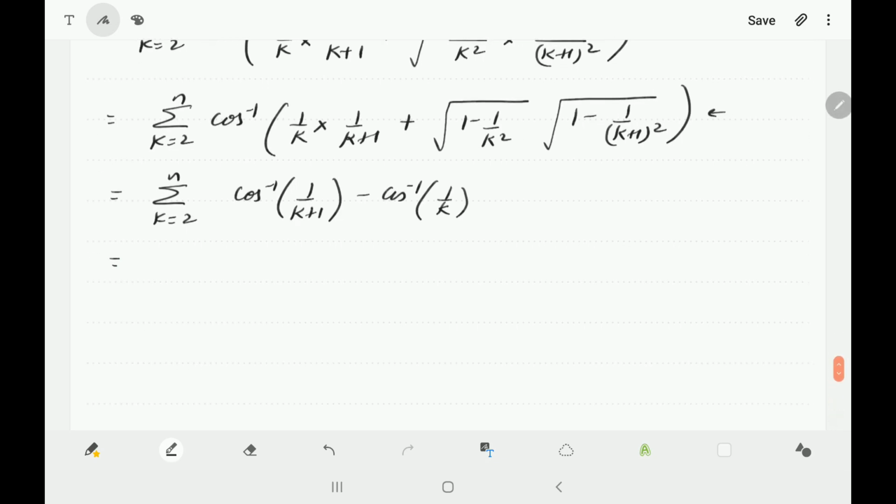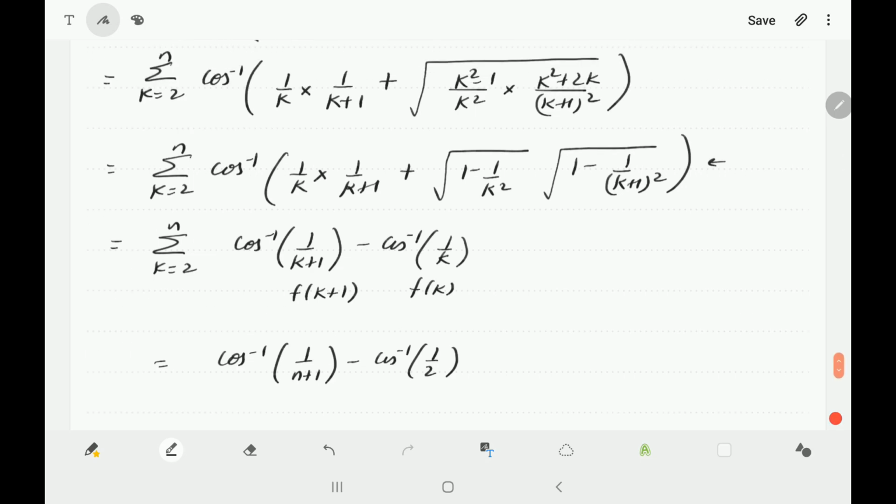Now finally, because this is a Vn method, if this is f of k and this is f of k plus 1, your final result will be cos inverse of 1 by n plus 1 minus cos inverse of 1 by 2.